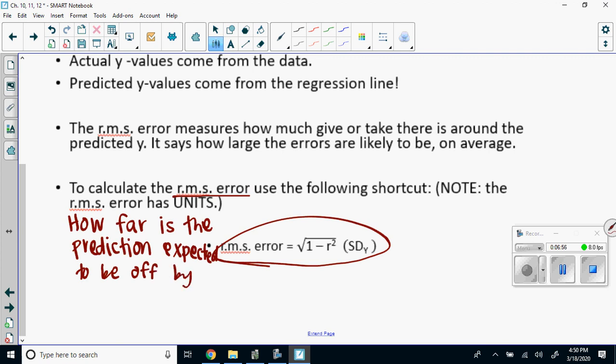Okay, so I need to add this formula to our formula sheet, so I'll get that updated. Notice it's using 2 parts of the 5-number summary. We need R, that correlation coefficient, and we need the SD of Y.